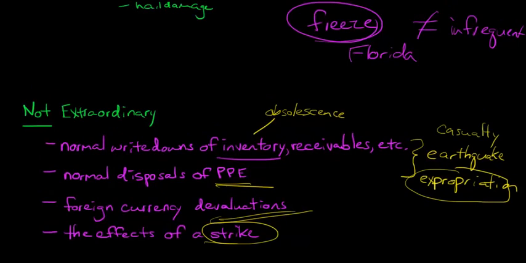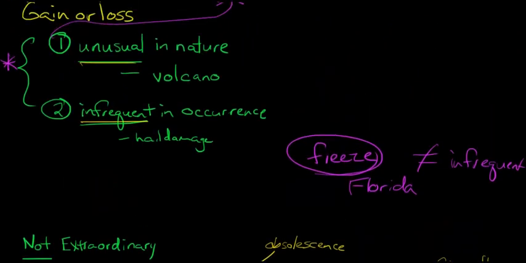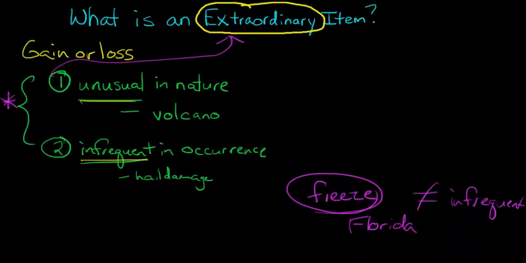So just bear in mind, an extraordinary item is something that is very rarely recognized in practice, but when it is recognized, it's a gain or loss that's unusual in nature, infrequent in occurrence, and you'll see it at the bottom of the income statement.